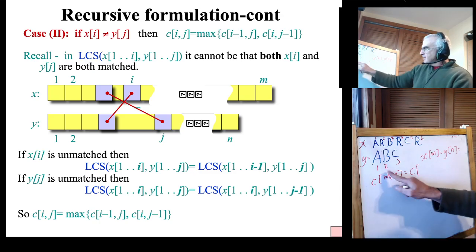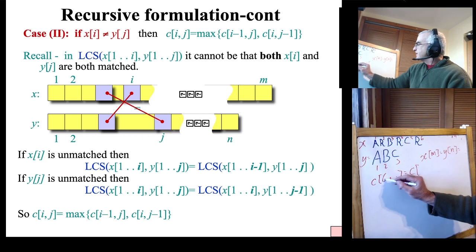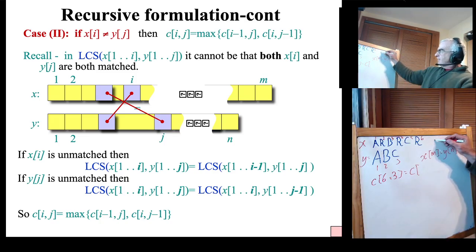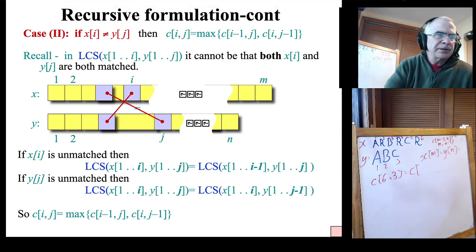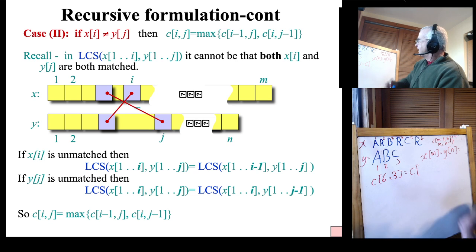What should I write right here? C of 6 and 3 equals, in this example, C of, remember, it's either M minus 1, N or M, N minus 1. Which one of the two? Have a check. C of M minus 1, N. That was Jacob. Thanks again.